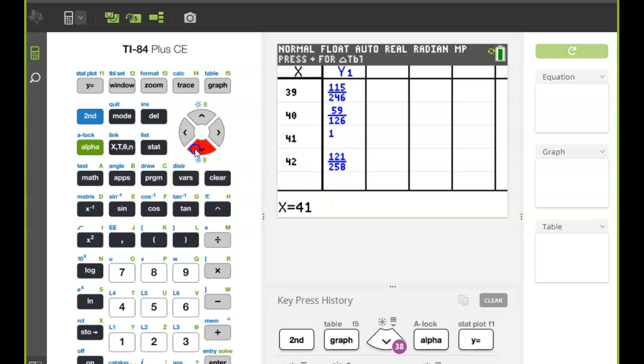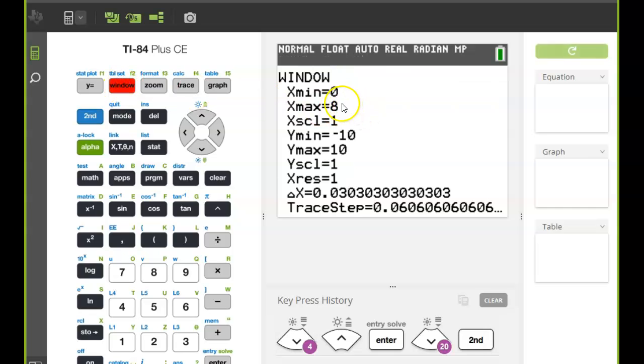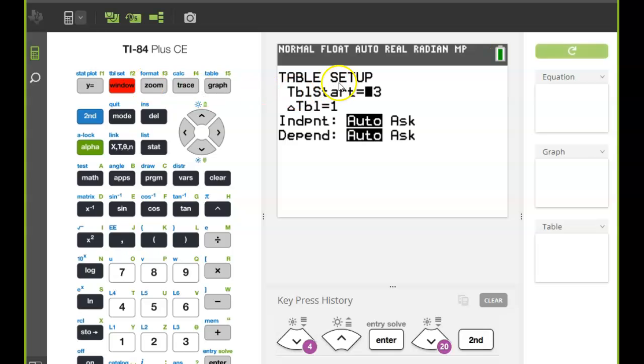But eventually we're going to start getting to some numbers here. Now, that's a lot, right? Because we're only at 50 some. So what about playing with my table? Go second, window. That's your table setup.